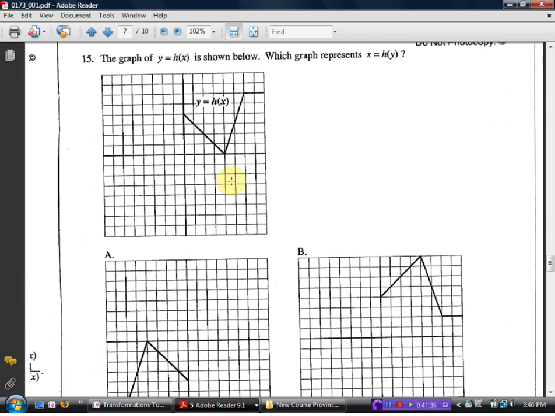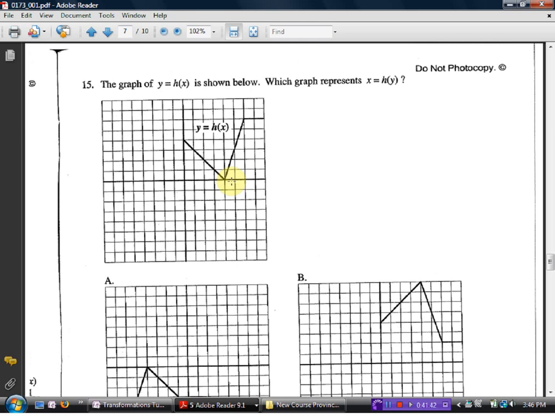The graph of y equals h of x is shown below. Which graph represents x equals h of y? Oh, what have they done here? When they say x equals h of y? Switch the x and y. What's another fancy word for that? Inverse. So really all I'm looking for is a graph that seems to be a reflection about the line y equals x.